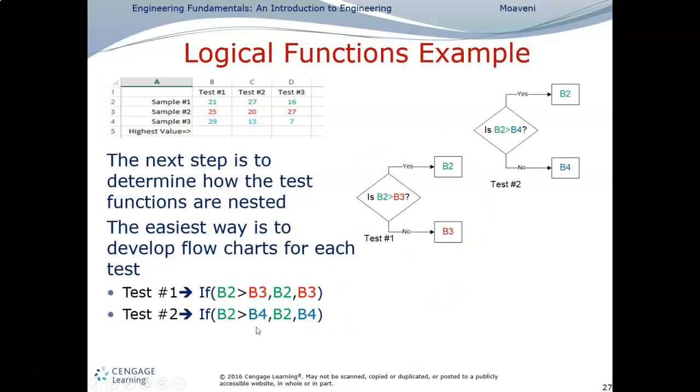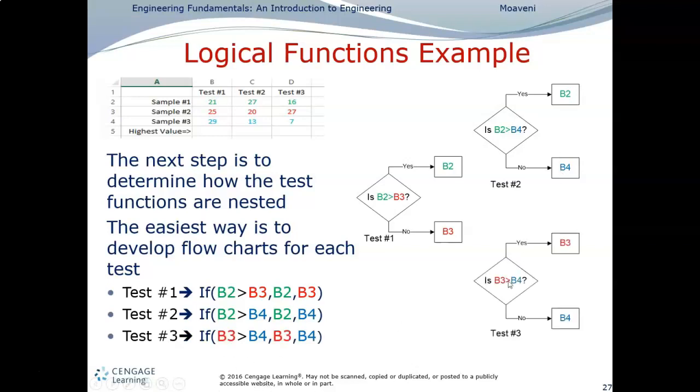The next one, if B2 is greater than B4, then B2 is the yes answer and B4 is the no answer. And the last test is 3. If B3 is greater than B4, there's the test, and if it's true, then B3, and if it's false, B4.